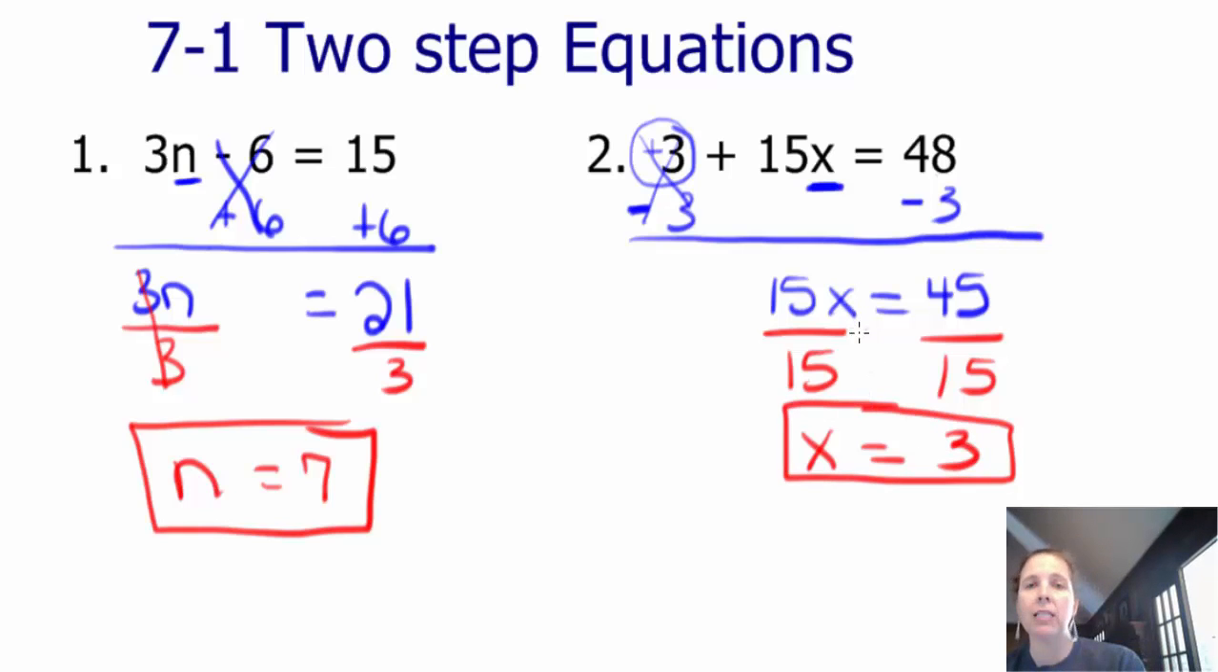And yes, I expect to see all of these steps. This is one of those things I'm not going to take if you do not show your steps. You have to show your steps.